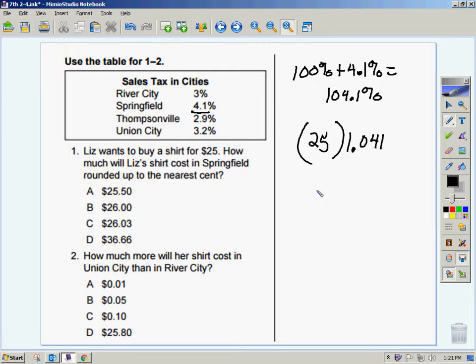25 times 1.041 is 26.025. Because I'm rounding to the nearest cent, this 2 is going to round up to a 3. That's why the correct answer for number 1 is C.